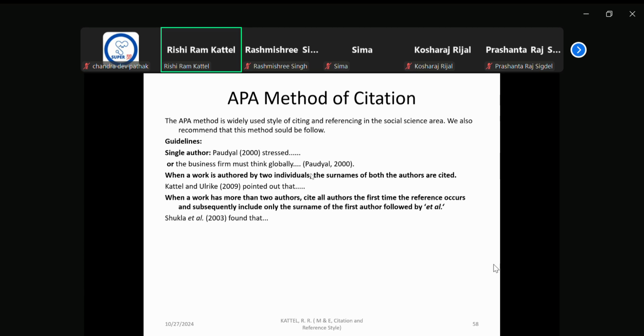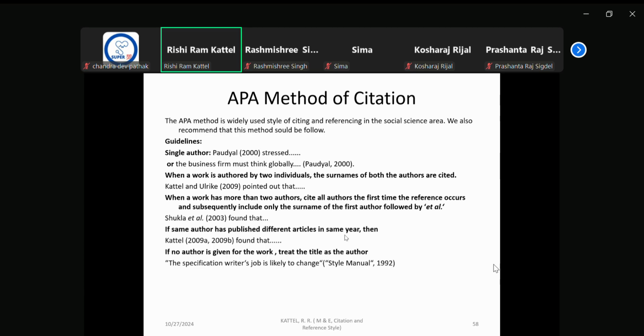This is the guideline. If an author has published different articles in the same year, and you cite them, then you have to do it like this: Cattell 2008, 2009a, 2009b found that. If Cattell published two articles in the same year and you are going to cite them, then you have to distinguish them by writing a, b, c after the year.